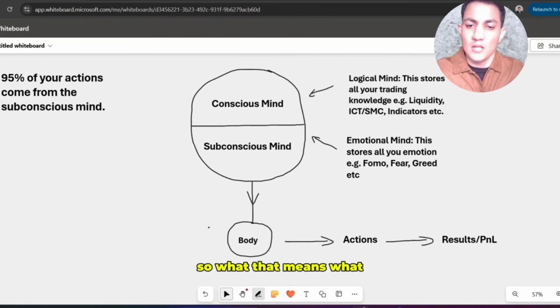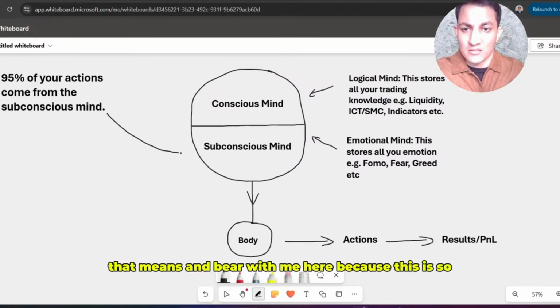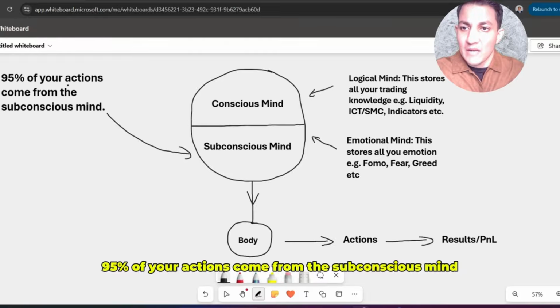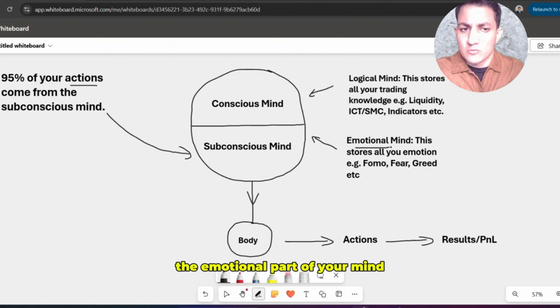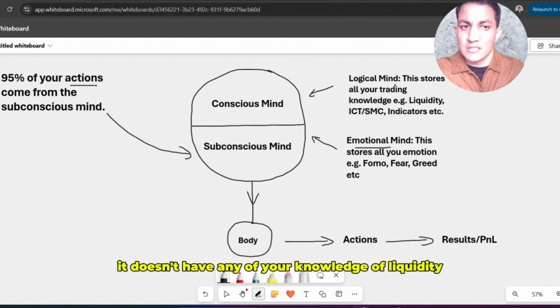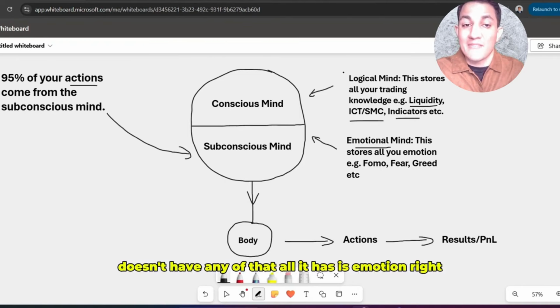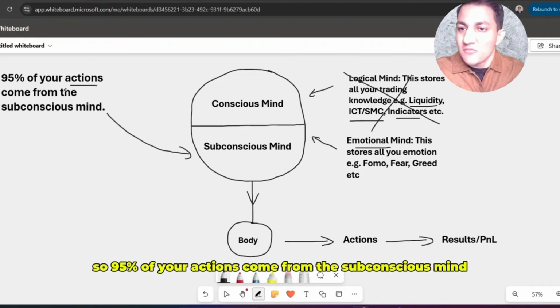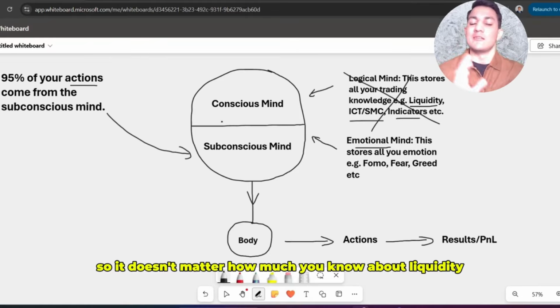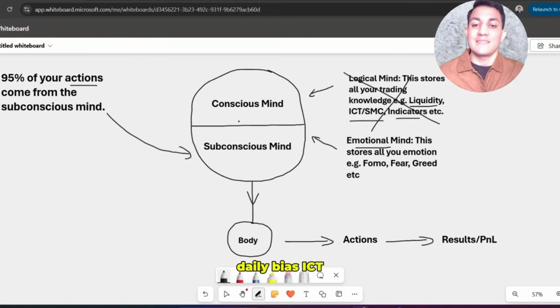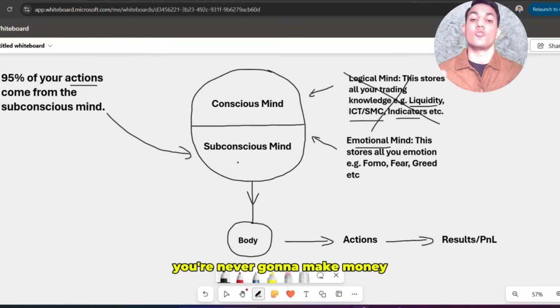So what that means, and bear with me here because this is so important, 95% of your actions come from the subconscious mind. And if you remember, your subconscious mind is the emotional part of your mind. It doesn't have any of the logic. It doesn't have any of your knowledge of liquidity, of ICT, of indicators. All it has is emotion, right? So it doesn't matter how much you know about liquidity, daily bias, ICT. If you can't fix your subconscious mind, you're never going to make money.